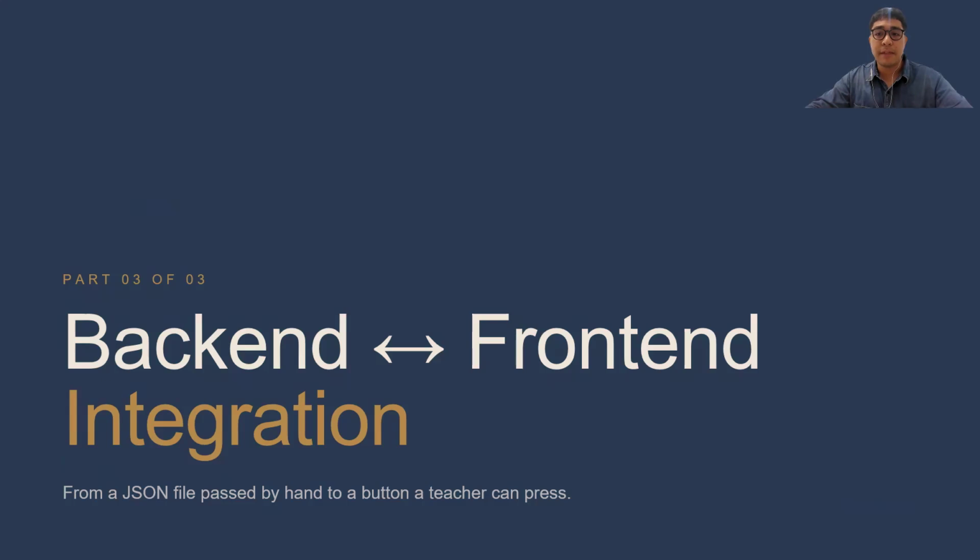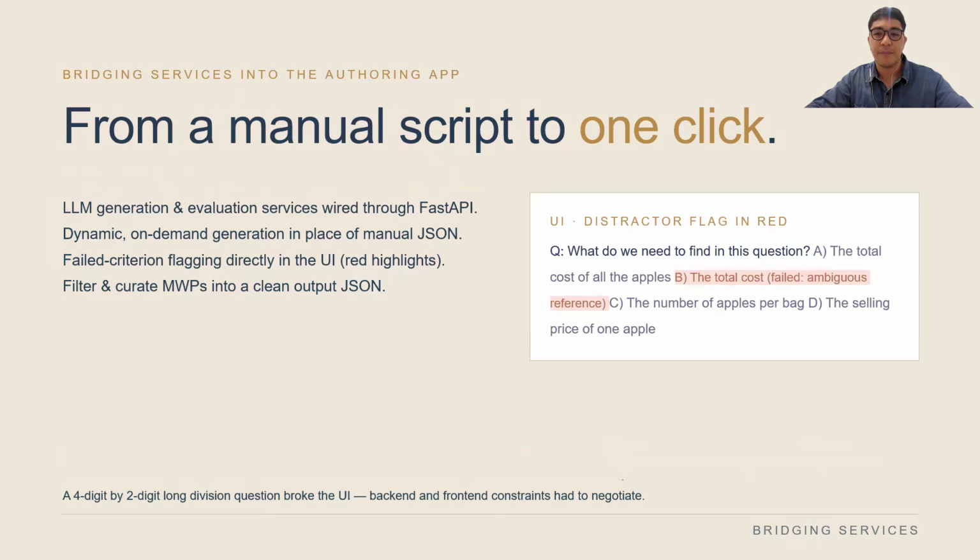The third major piece of work is where I learned the most about real product development, which was integrating all of this into the math authoring application front end. Previously, the only way for teachers to use the app was to manually pass the JSON files into the application. I integrated the LLM generation and evaluation services using FastAPI, so teachers could just generate content with one button click, regenerate specific problems, flag failed criteria, and in the end filter content into a JSON file.